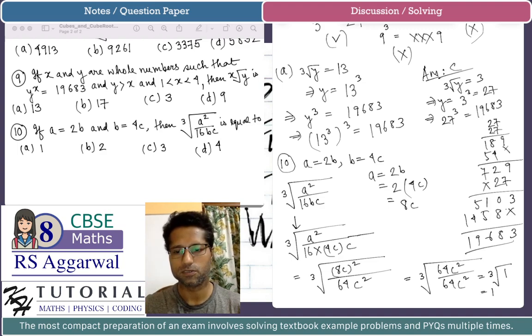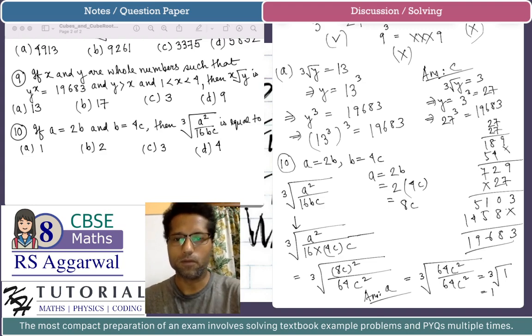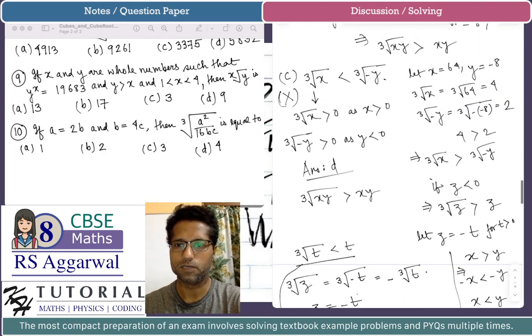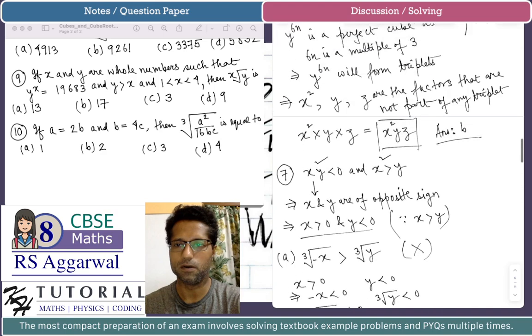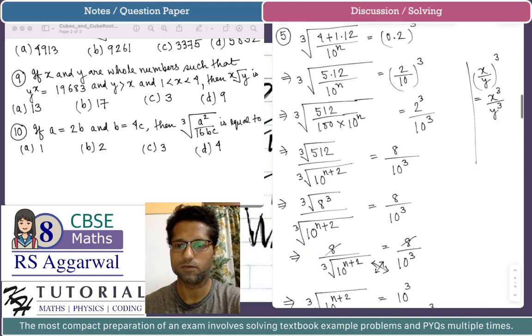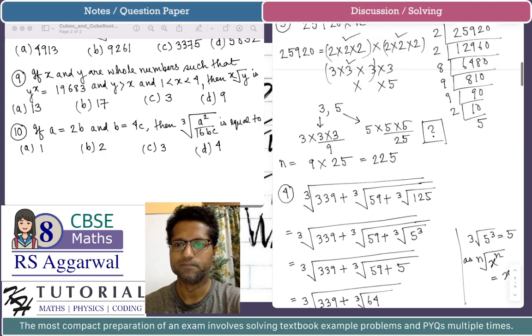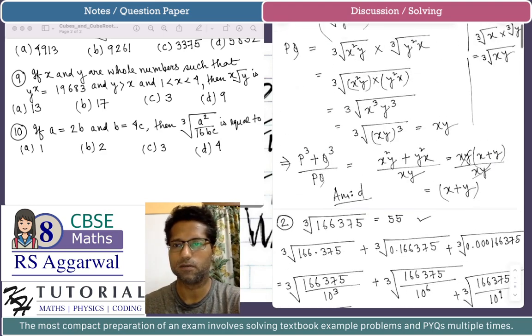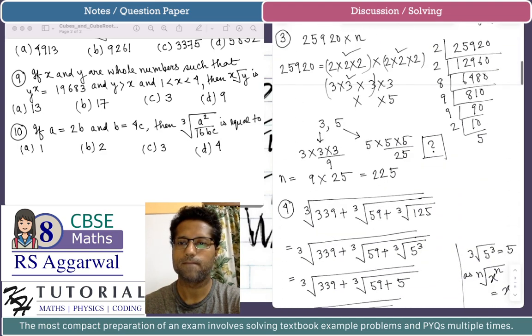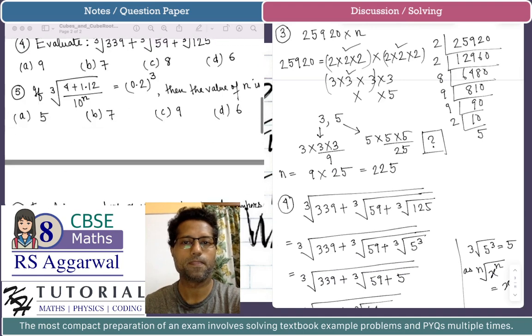So the correct choice is choice A. Now there was one problem which I have marked with a question mark, which I couldn't solve, or maybe the answer was not matching with the choices given. Which was that problem? Okay, so question number 3.